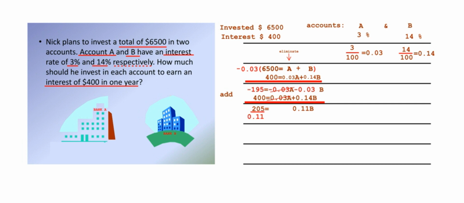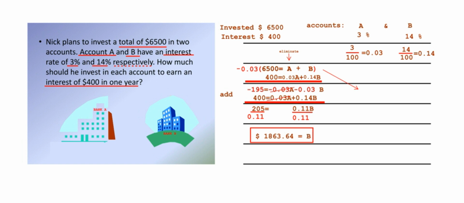Now let's get rid of the 0.11 by dividing both sides of the equal sign by 0.11, because it's multiplying with B. Cancel out the 0.11s, and 205 divided by 0.11 gives us $1,863.63 is the amount we have to invest in account B. So there we go, account B: $1,863.64 rounded should be what we invest.